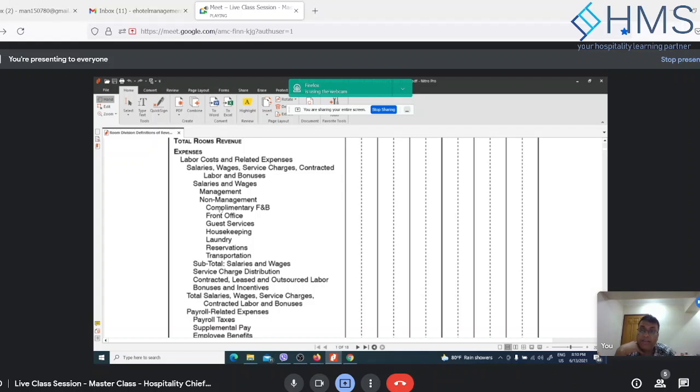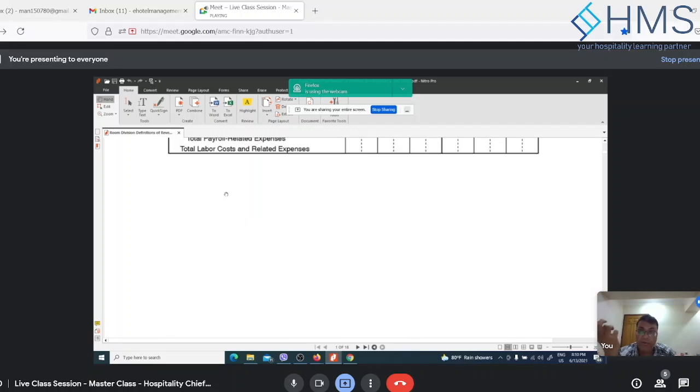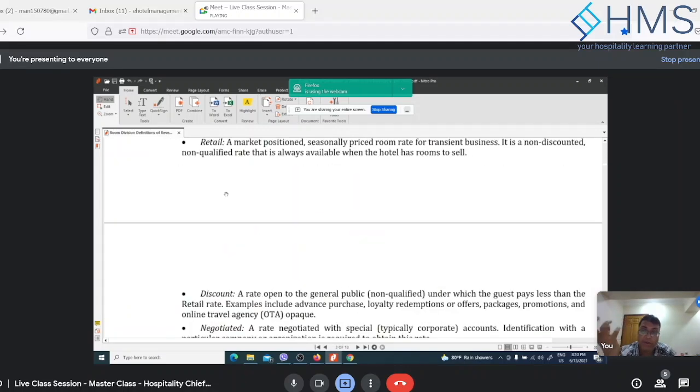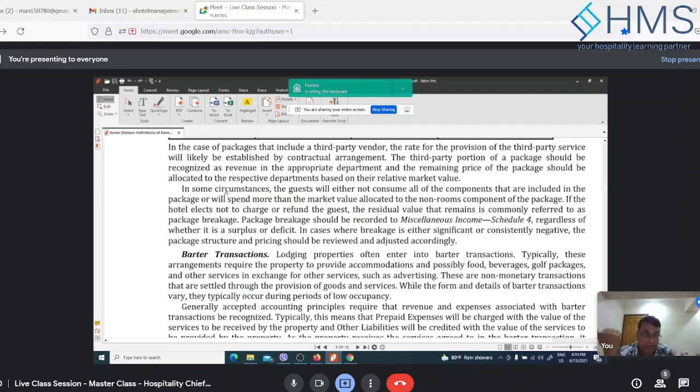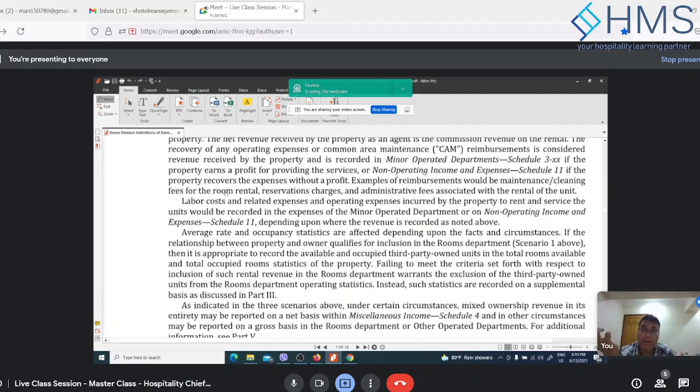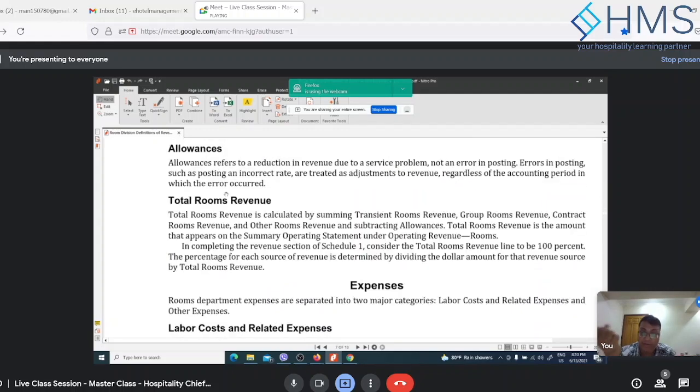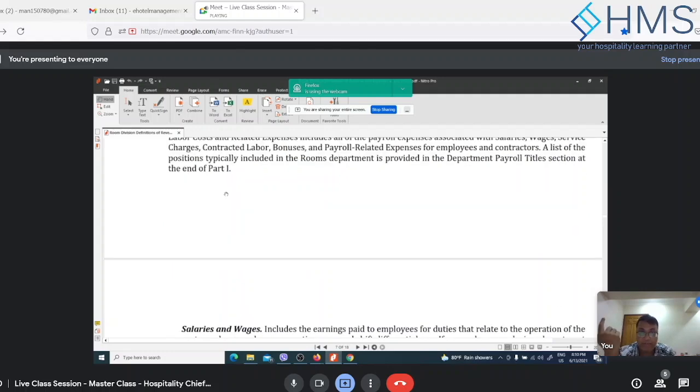Where the salary and wages includes the basic salary. It includes the contract labor. So we're going to look at these definitions one by one very quickly, and then we will be seeing how we actually account for and define the chart of accounts for our expenses.